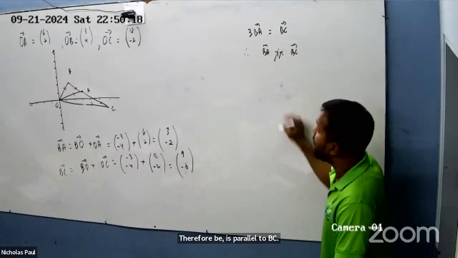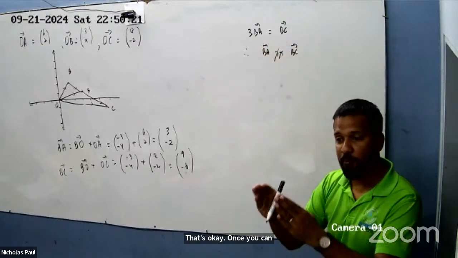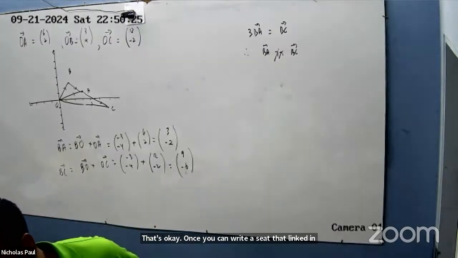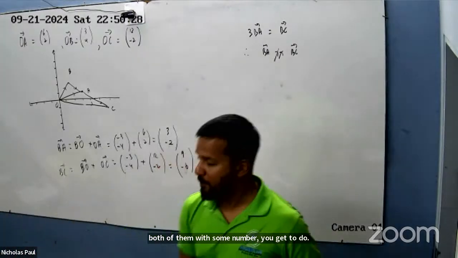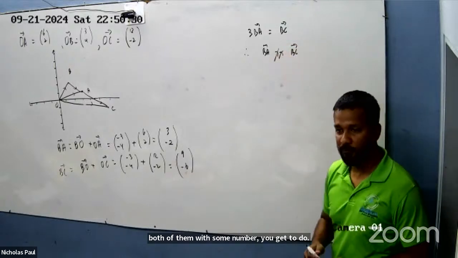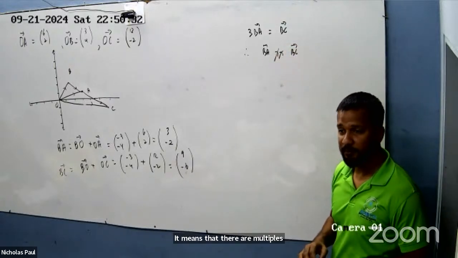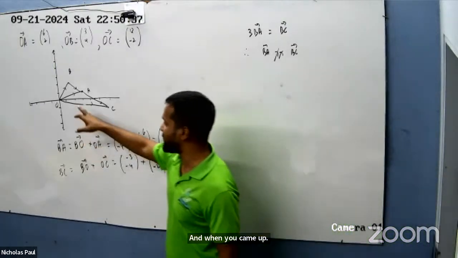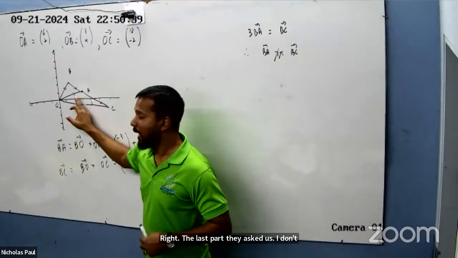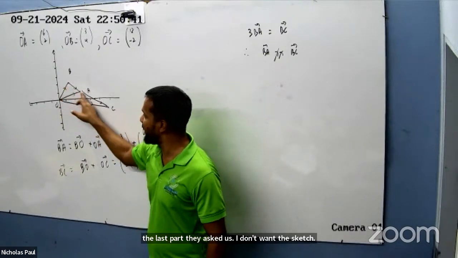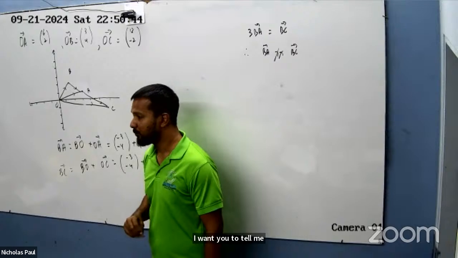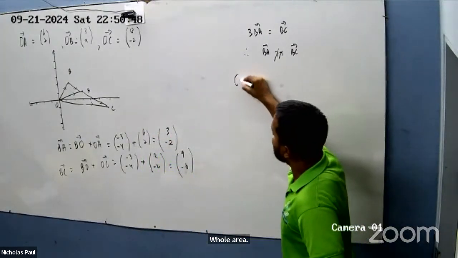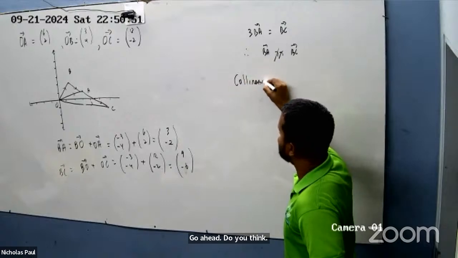Is that okay? Once you can write a statement linking both of them with some number, it doesn't matter the number. It can even be a fraction, it doesn't matter. It means that they are multiples of each other. Everybody okay with that? Right. The last part, they asked for a sketch, but I don't want a sketch. I want you to tell me if B, A, C are collinear. Go ahead, do your thing. Determine if collinear. Follow the steps I just gave you.